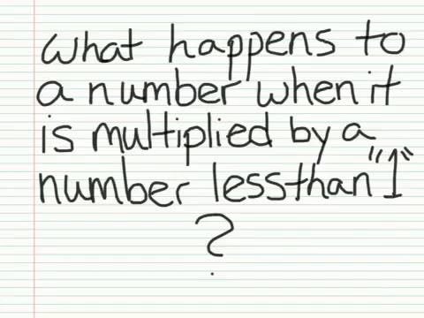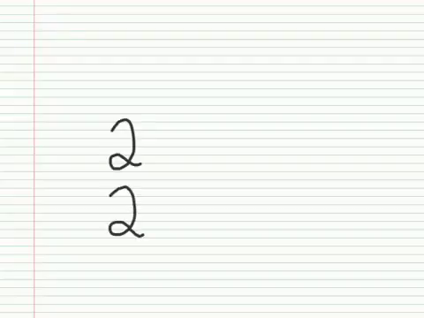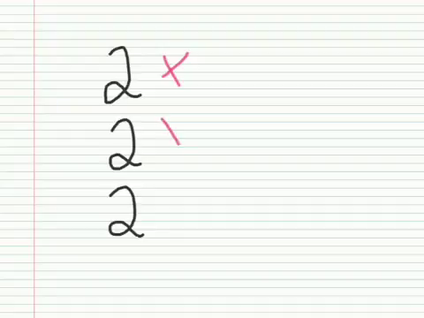So what happens to a number when it is multiplied by a number less than 1? Now, we've talked briefly about this before. And if we have a number like 2, there's our 2. And we're going to do 3 different things with this 2. So let's just make our little graph right here. And we are going to multiply 2 by 3 different numbers.